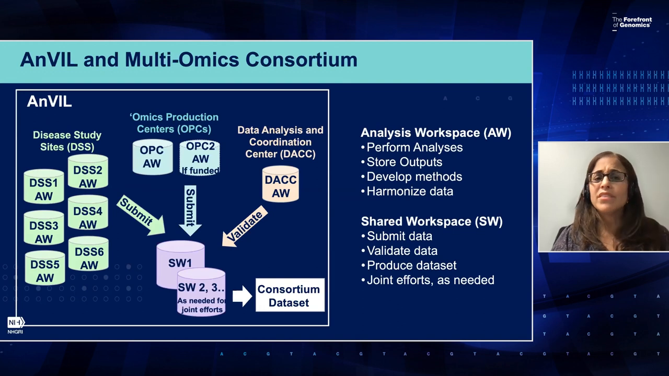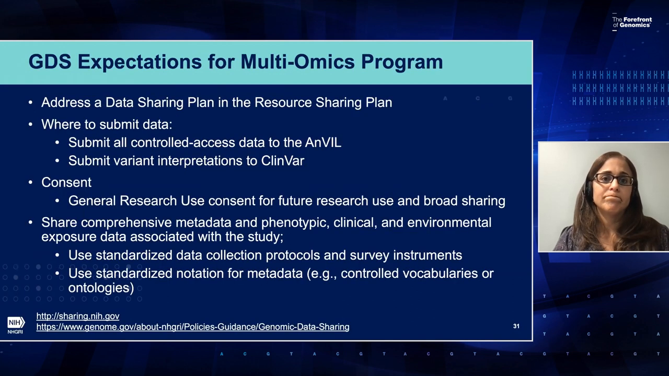Now, here's a hypothetical diagram of how the consortium could interact with the ANVIL ecosystem. For example, each site and center could have a private workspace for data analysis and methods development, but shown here in purple, there would also be a shared workspace that would be set up for creating that data set that will be released and for any joint efforts that need to be performed as part of the program.